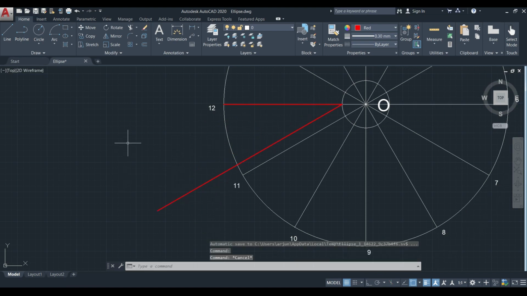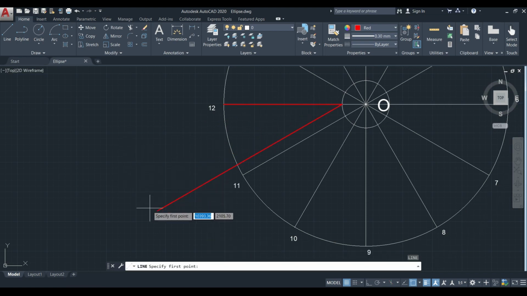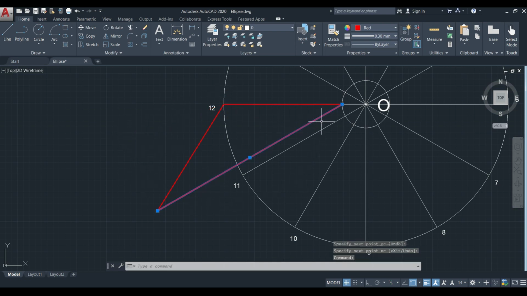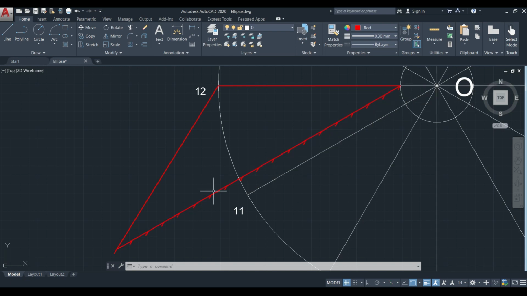Next, as usual, it is required to join the end points of this particular line and the point 12 like this. Now it is required to divide this inclined straight line into 18 equal parts. 90 divided by 18 gives 5 mm. With a gap of 5 mm we can divide it into 18 equal parts. Now this inclined straight line is divided into 18 equal parts.